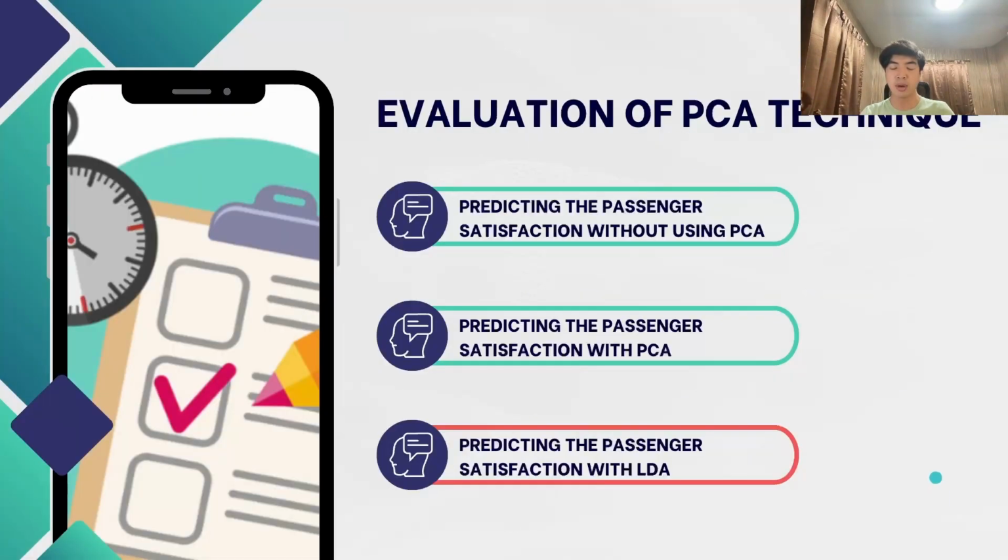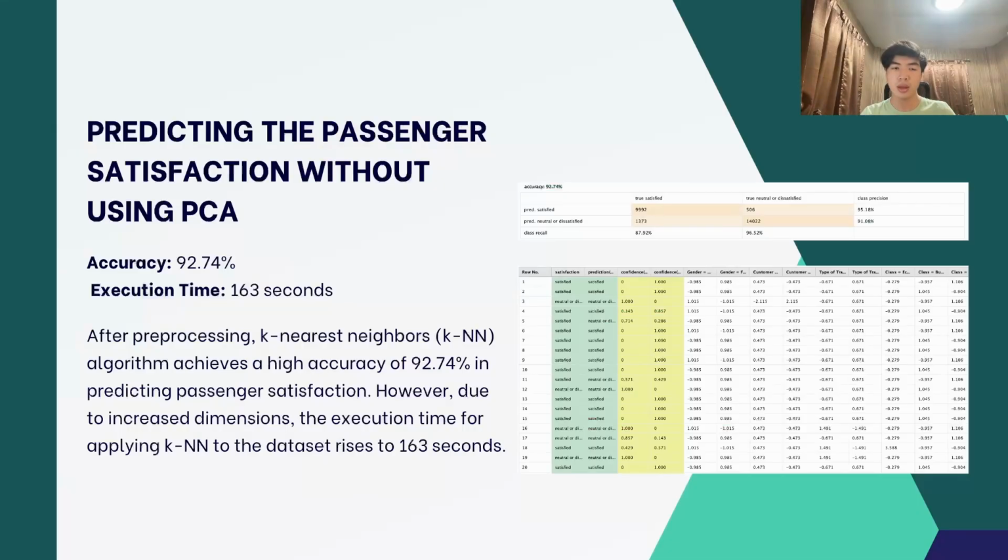Next, I will be talking about the evaluation of the PCA technique. So I divided the evaluation into three parts: predicting the passenger satisfaction without using PCA, second, predicting the passenger satisfaction with PCA applied, and the last one is predicting the passenger satisfaction with LDA, which is the other technique. First, predicting the passenger satisfaction without using PCA.